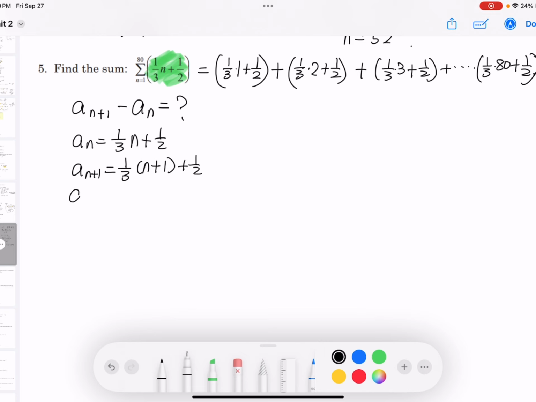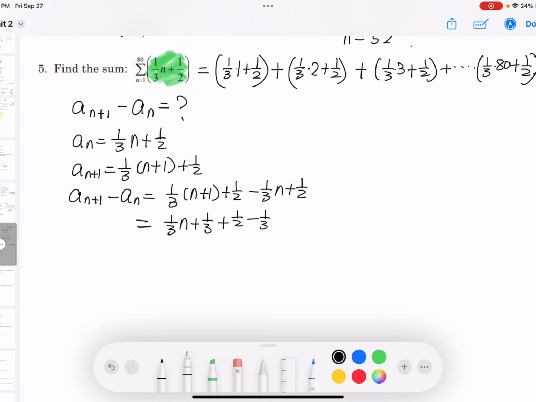Let's see what a sub n plus 1 minus a sub n is. It's 1/3 times n plus 1, plus 1/2, minus 1/3 n plus 1/2. We need to distribute the 1/3: 1/3 n plus 1/3 plus 1/2 minus 1/3 n plus 1/2. These two like terms cancel, and these two like terms cancel. So the difference between two successive terms is 1/3. That means, yes, it is an arithmetic sequence.